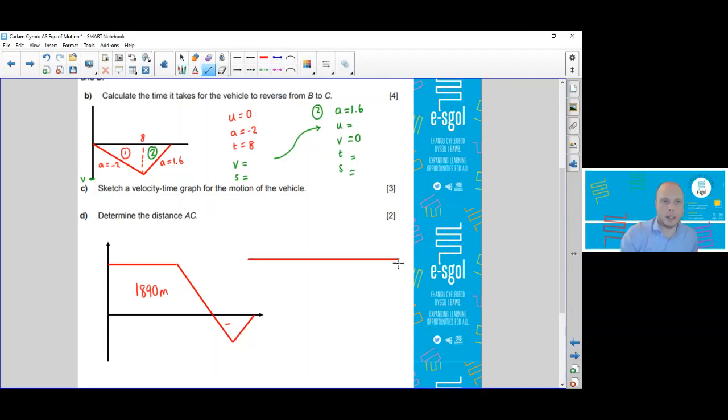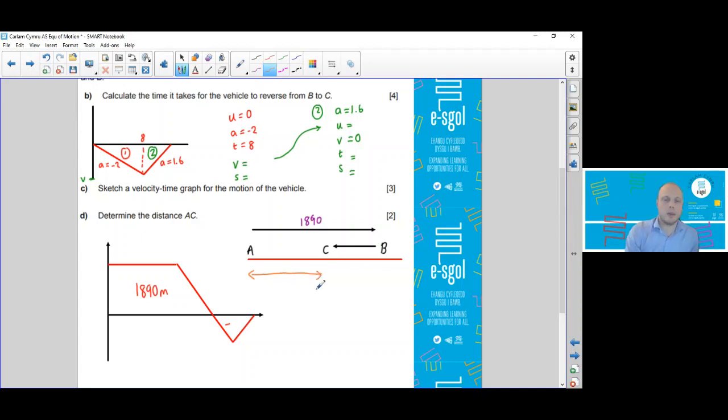If I draw up my little thing here, so the vehicle, I know for a fact that this vehicle went 1,890 meters forwards. And then I know, because the graph's gone negative, that it then came back a little bit there. So this is A, this is B, and this is C after it reversed. If we want to measure the distance from A to C, that's that distance there. So that's 1,890, take away whatever you've worked out for your little negative triangle here. And that actually is the displacement, because displacement is the difference between where it started and where it finished.